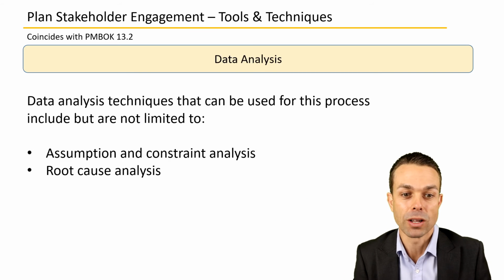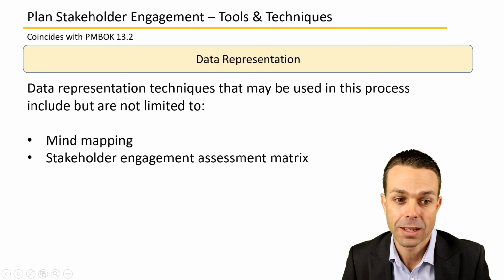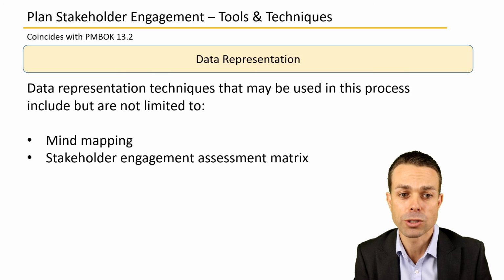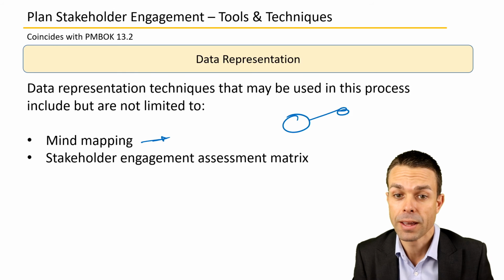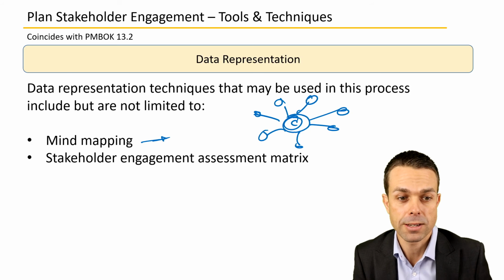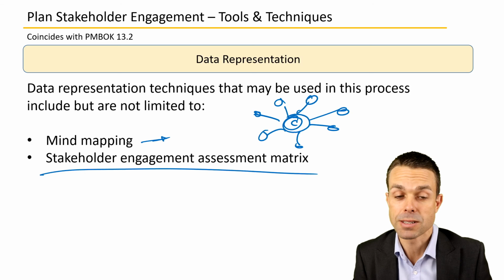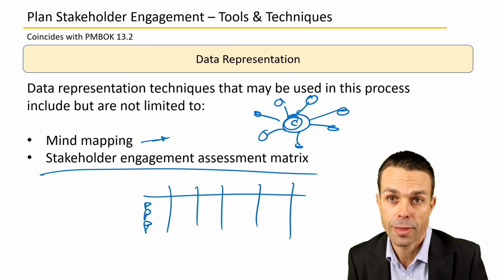Data analysis as well, so any root cause analysis on problems or assumptions and constraints that we might come across. Data representation as well. We saw the mind map where we might have a key stakeholder group or a function and who are all the different people involved there, and that's our mind map where we've got that core idea in the center. And a stakeholder engagement assessment matrix where we've got our people down the side, and then we've got the different things that they can be.